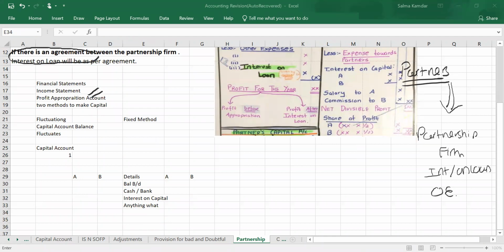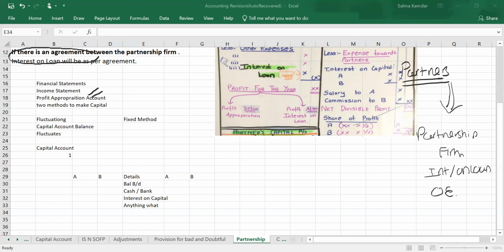Like salary to partner A, commission to partner B, and the share of profit. There is one unusual item that always comes over there. What is it? Share of profit? No. One unusual item in the capital account.